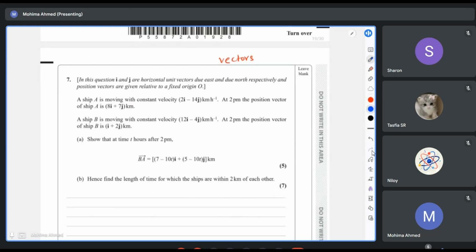Now, in this question, it says a ship A is moving with constant velocity this, and at 2 p.m. the position vector of the ship is 8i plus 7j. And there's another ship B which is moving with a constant velocity of this. At 2 p.m. the position vector of ship B is also given. So we need to show that after t hours, BA is like this.